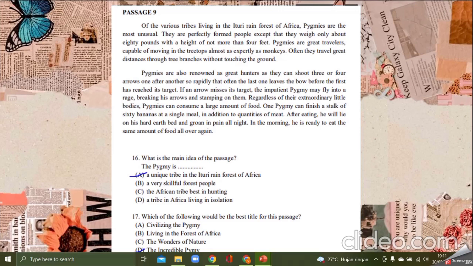The question is, what is the main idea of the passage? The answer is A, a unit tribe in the Egyptian forest of Africa. And the question is, which of the following would be the best title for this passage? And the answer is D, The Incredible Pigeon.